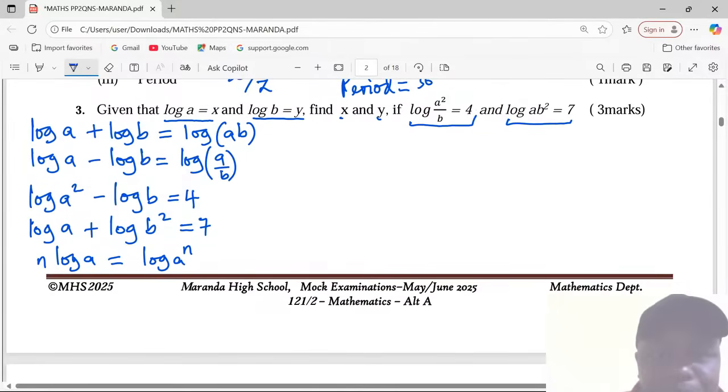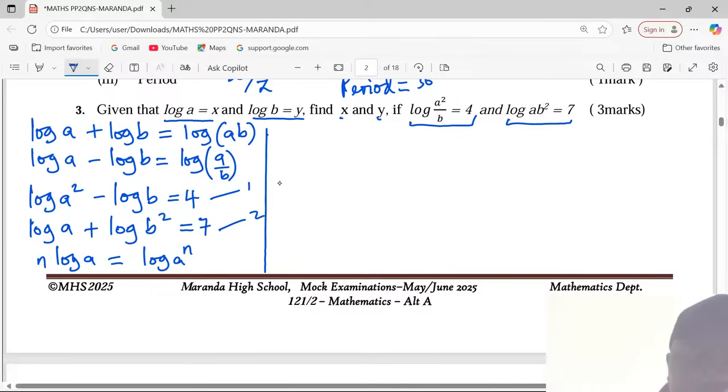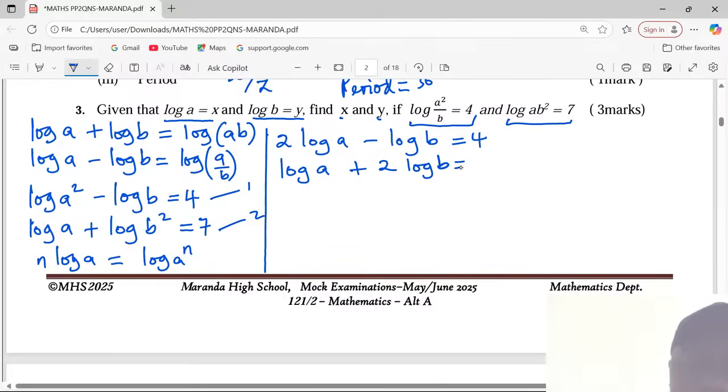If it becomes the power, then now we can continue interpreting our two equations. The first equation, this is 1, this is 2. The first equation becomes 2 log A minus the log of B. You see, A is power 2, so the 2 multiplies the logarithm. This is equal to 4. That's equation 1. Equation 2: the log of A plus 2 the log of B equals 7.